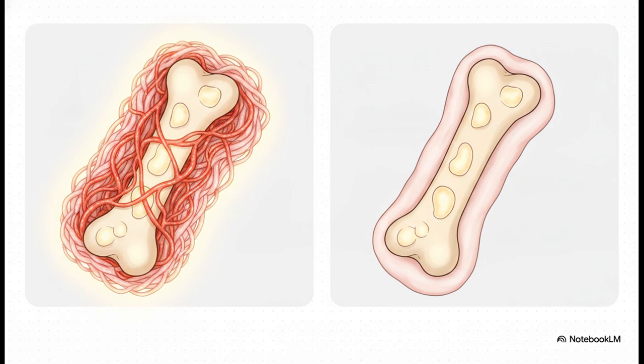Now, both Maffucci syndrome and Ollier's disease feature multiple enchondromas. But here's the catch. Maffucci syndrome uniquely pairs those enchondromas with visceral or soft tissue hemangiomas. And those angiomas drive the risk of malignant transformation into chondrosarcoma to practically 100% over a patient's lifetime. Ollier's disease, on the other hand, lacks those diagnostic soft tissue angiomas.